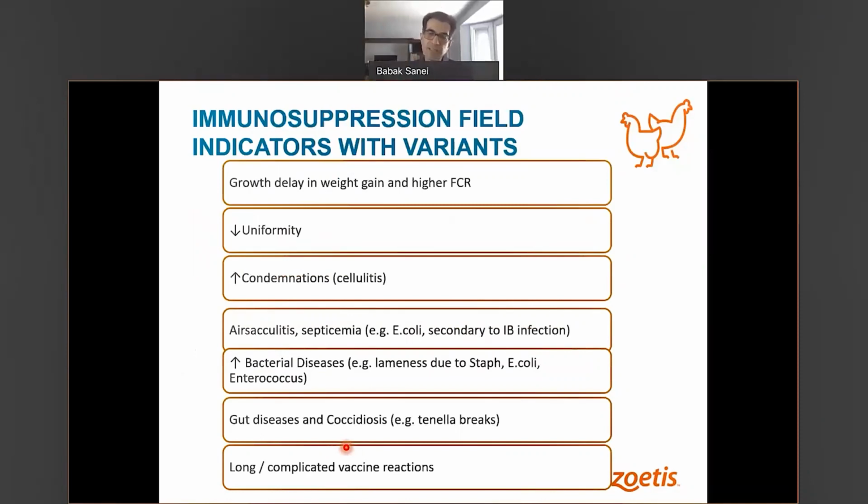And when I list all of these here, I want to emphasize not all of them would happen all the time. You may just have a couple of decimal increase in FCR, a little bit increase in cellulitis or condemnation. You may have all of that, which is a more severe case, but you may have just some of that, not all of it. But my recommendation, my suggestion, is to never ignore those signs, because those signs gradually will become bigger, and that is the time that it will be more costly to deal with the IBD variant issue.